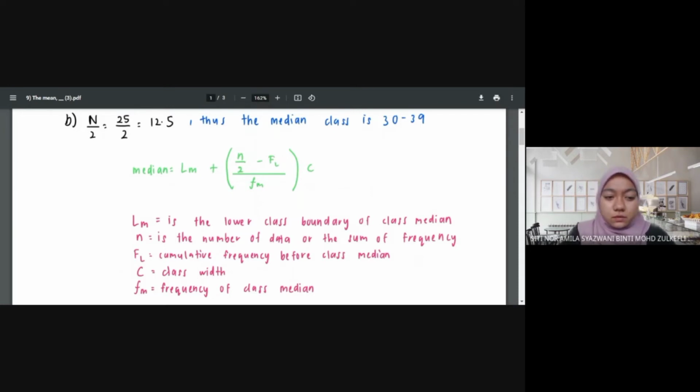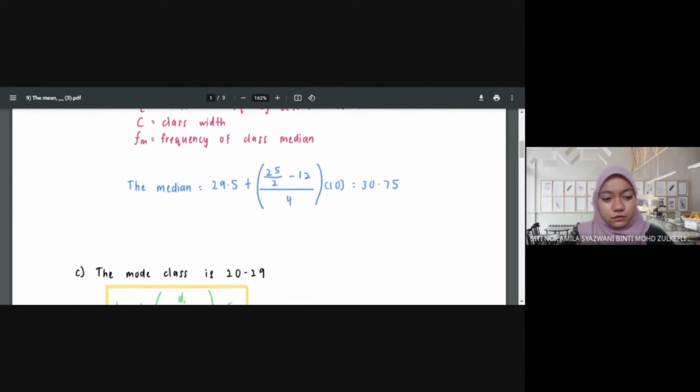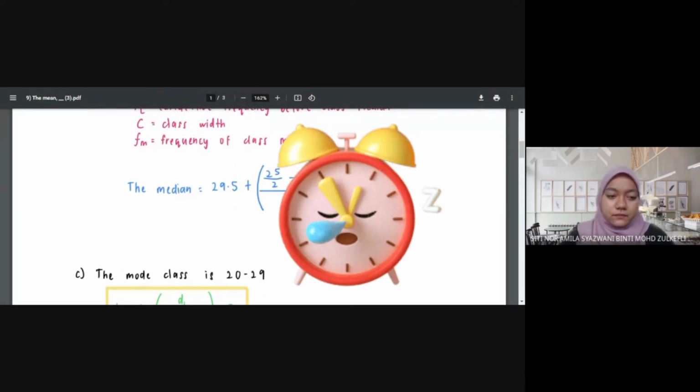Median is equal to the lower class boundary of the median class plus n over 2 minus the cumulative frequency before the median class, over the frequency of the median class. Then we multiply it with the class width. So 29.5 plus 25 over 2 minus 12 over 4. Then we multiply it with 10. We get 30.75 for the median.